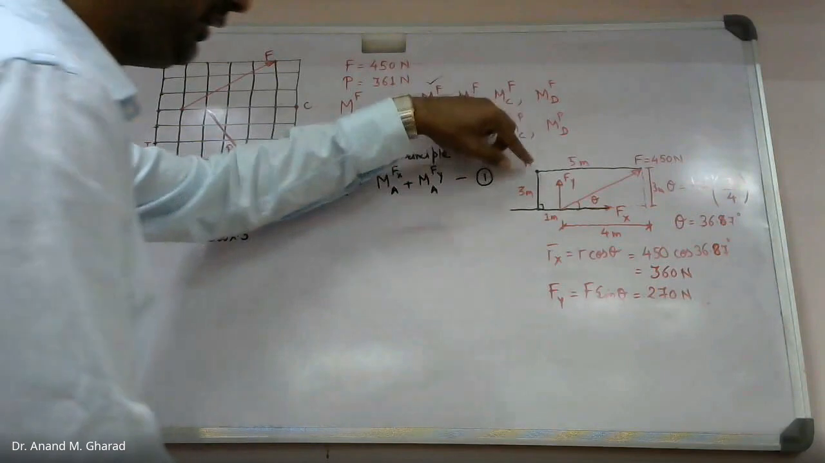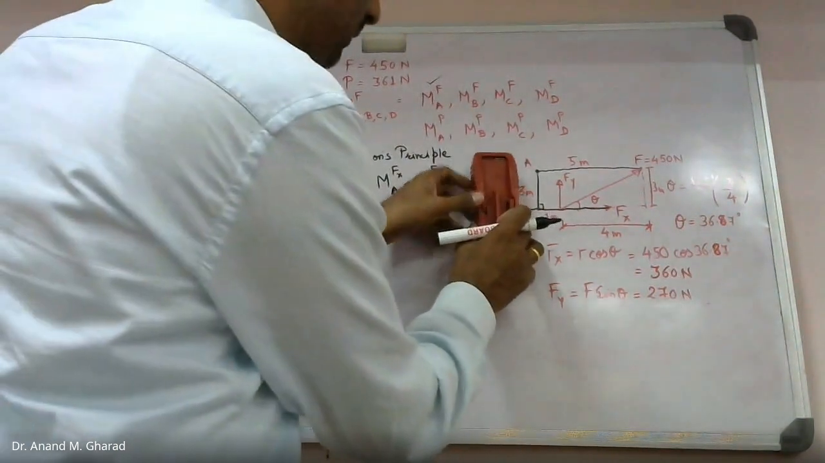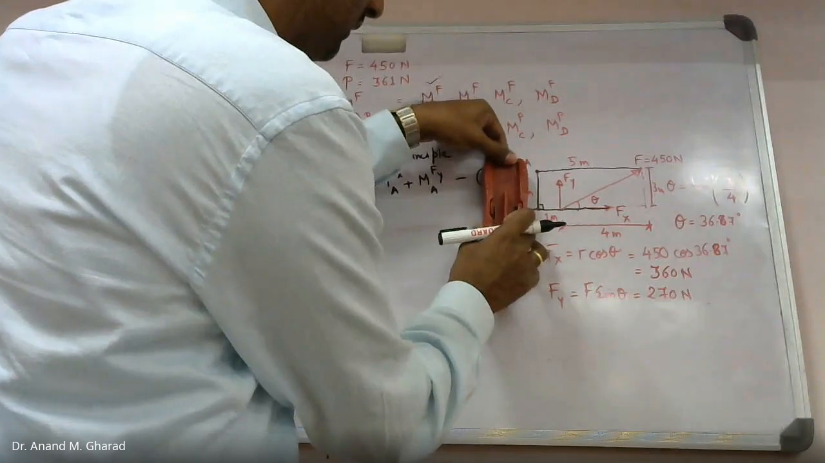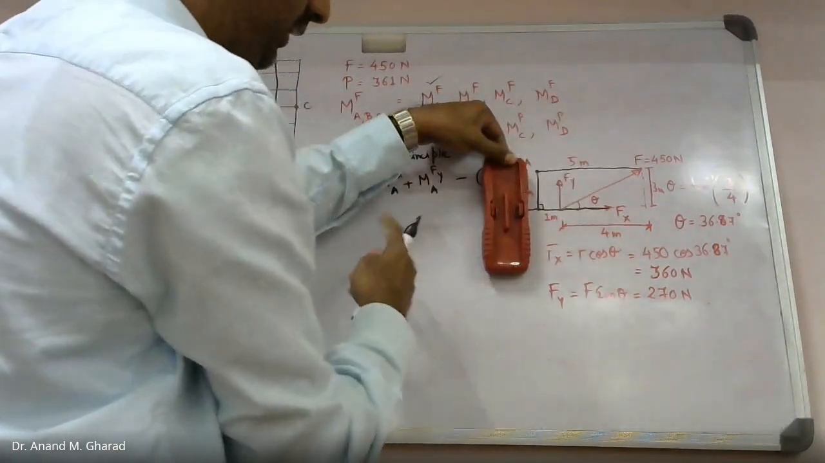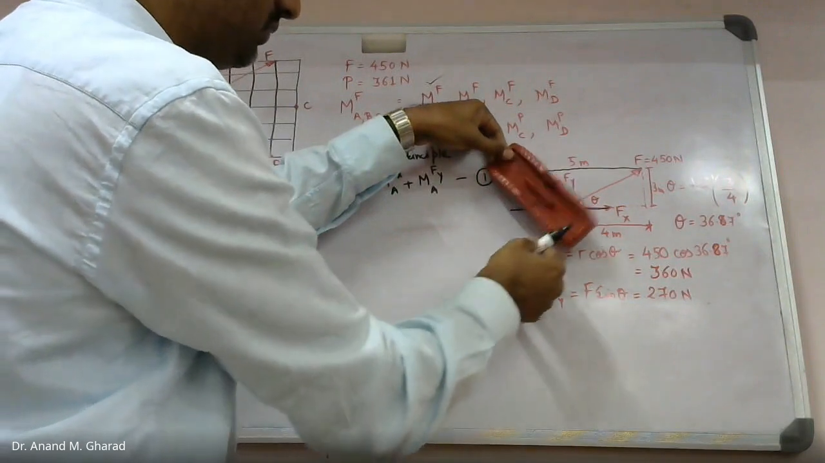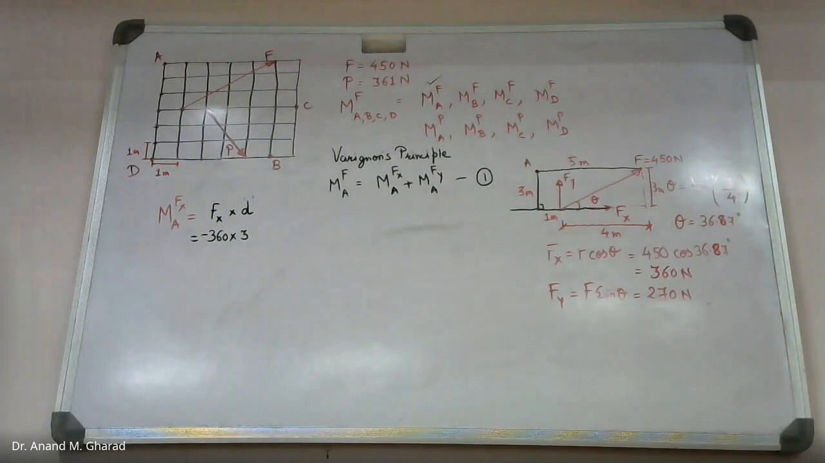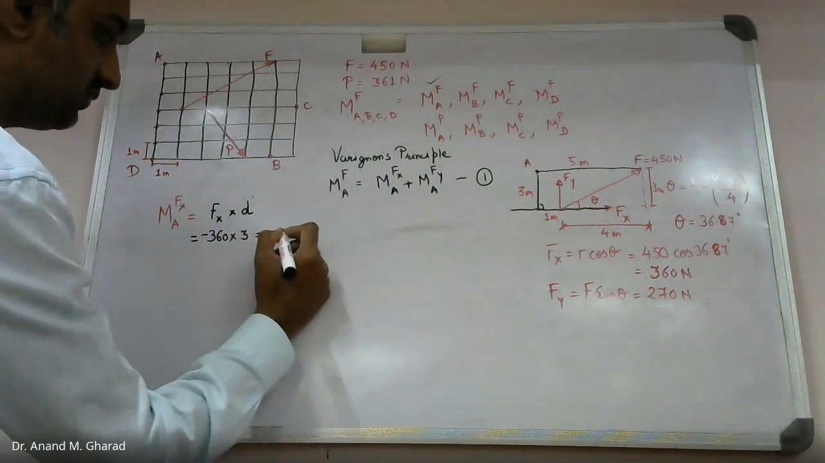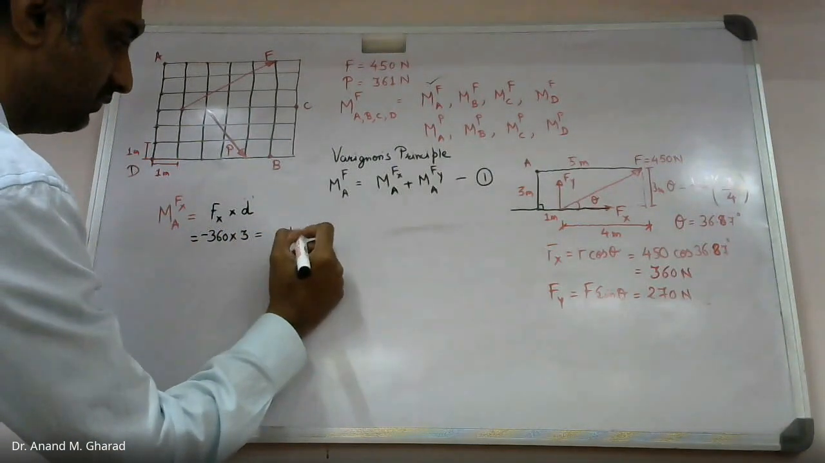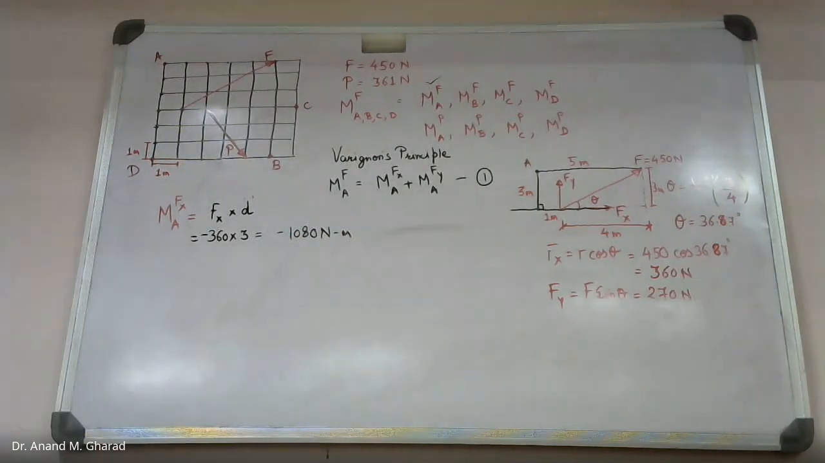How will it rotate about this point? Yes, it will be anti-clockwise. So you can consider this situation. This is point A, and the force is getting applied in this manner. So how will this rotate? It will be anti-clockwise, so minus. How much is this value? Minus 1080 Newton meter. Correct? Yes, sir.